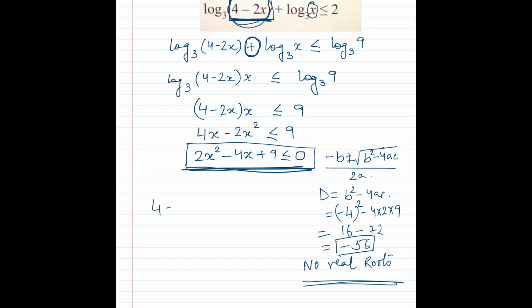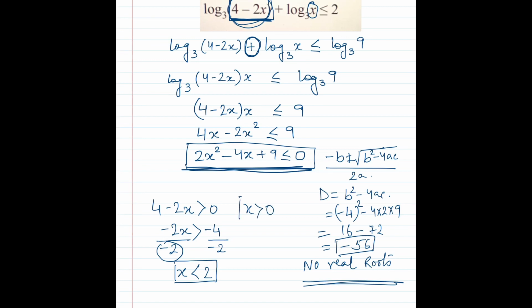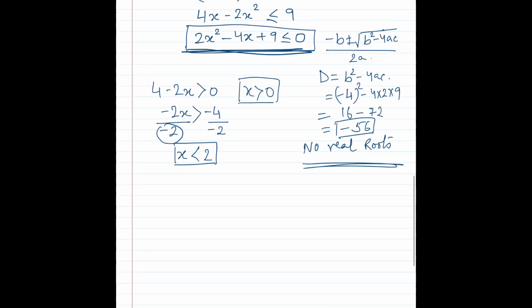So 4 minus 2x should be positive, meaning it should be greater than 0. When we solve that, we can say minus 2x is greater than minus 4, and when we divide by minus 2 on both sides, remember that when we divide by a negative number the sign changes, so you will have x is less than 2. That is your first condition, and the next one says x is greater than 0. So the values that validate the equation are x greater than 0 and less than 2.